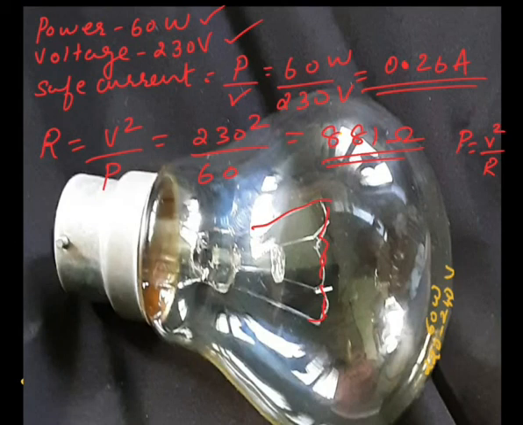So when it is glowing, the resistance of the filament will be 881 ohm, but when it is not working, the resistance will vary, because you know that resistance depends upon the temperature of the filament. So while it is not working, the resistance will vary. This is the resistance of the filament while the bulb is glowing. Thus we can find out the safe current flowing through the bulb as well as the resistance of the bulb while it is working or glowing from the power rating description.